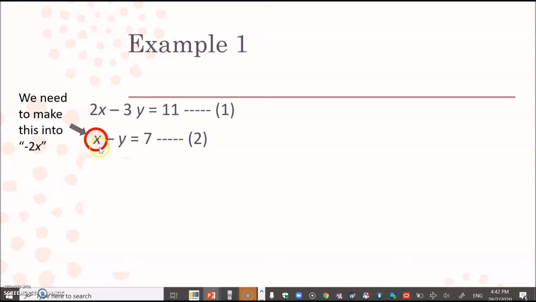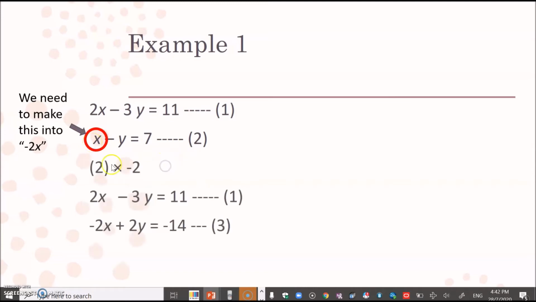So how do I change this one into negative 2x? It's by multiplying this term by negative 2. But what you do for one, you have to do for all. So that's why I put down here, equation 2, I will multiply with negative 2.